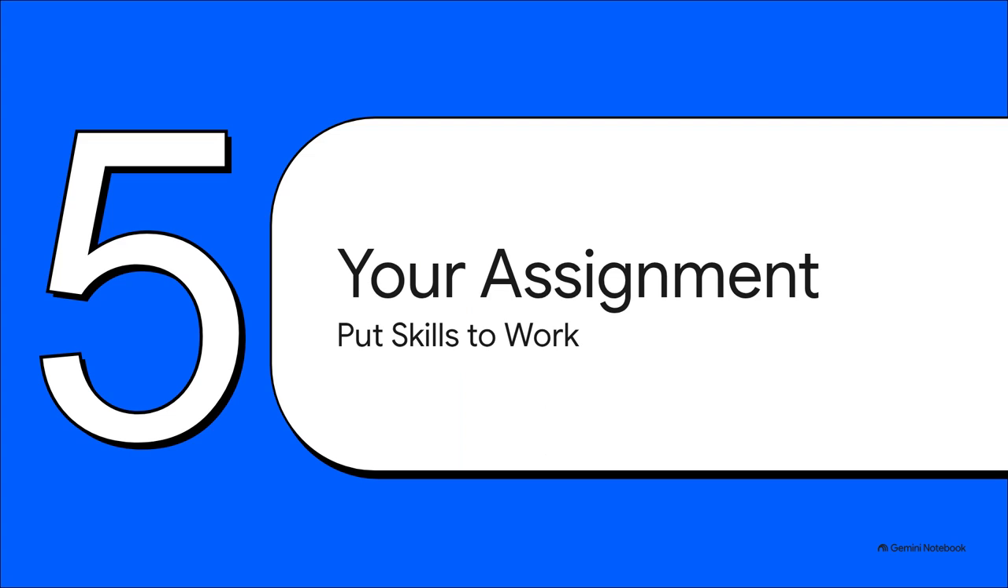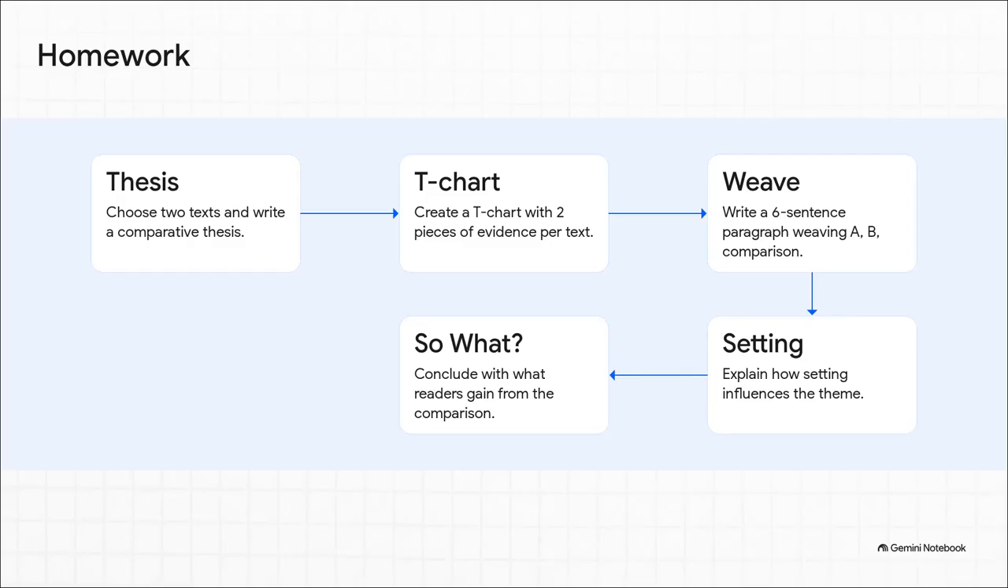Which brings us to Section 5, your homework assignment. Time to put these skills to work. Now it's your turn. I know for a fact you can do this, so I want you to approach this assignment with total confidence. Here are your 5 steps for success. First, choose 2 texts with a shared theme and write your one-sentence comparative thesis. Use that golden formula we learned.